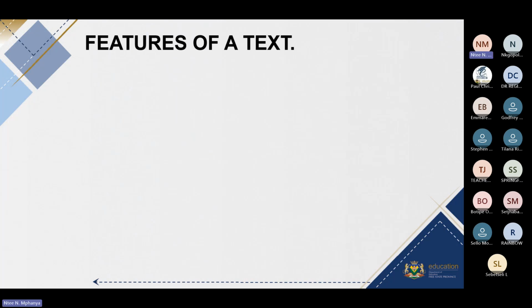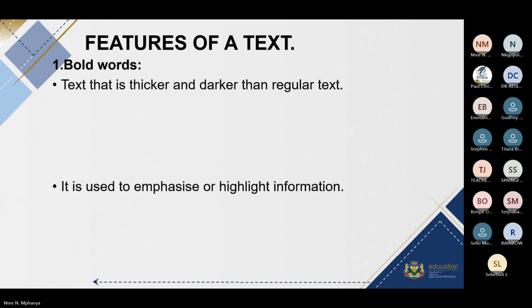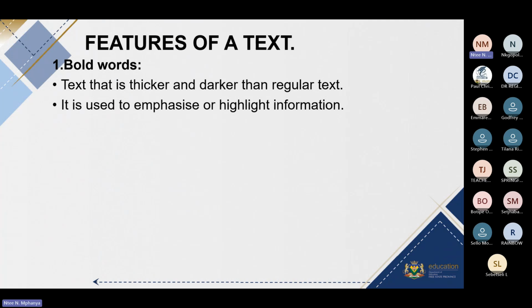Let's look at them one by one. And these are the ones that appear on the ATP. Bold width. This is the text that is thicker and darker than regular text. Hence the word bold, thick and dark. It is used to emphasize or highlight information.